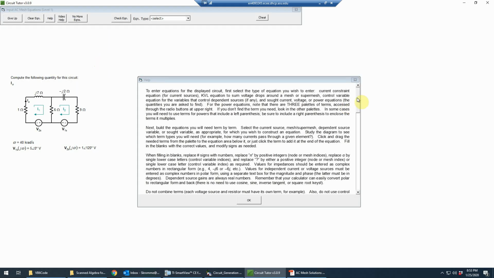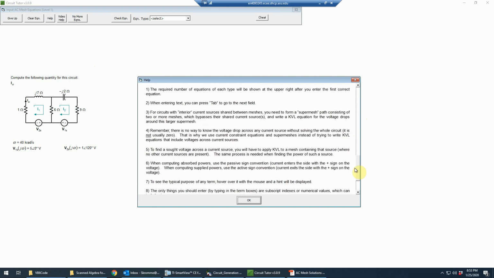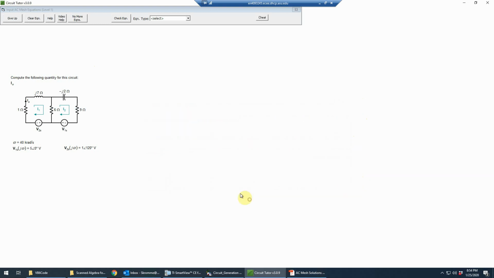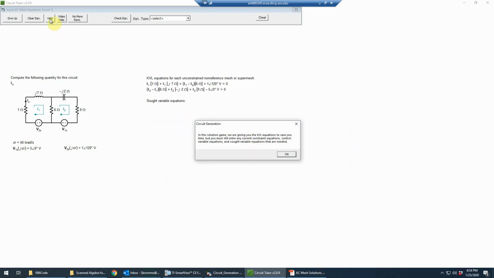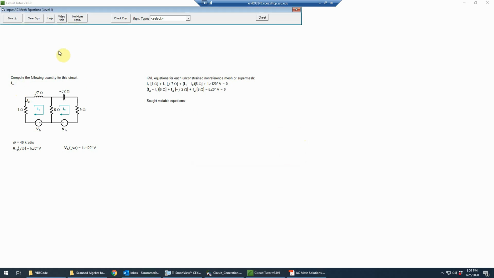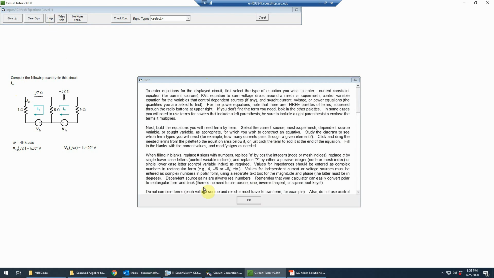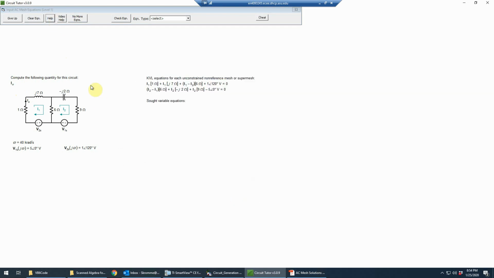Okay, so we do have some written instructions here if you need those. And you can pull those up at any time just by clicking on the help button here. Now, as it points out here, in the solution game, they are giving us the KVL equations. So in this case, for a level 1 problem, all we need to do is to write a sought variable equation for the sought. In this case, it's the sought current. Okay, and as I was pointing out, the help button will bring up that help at any time.